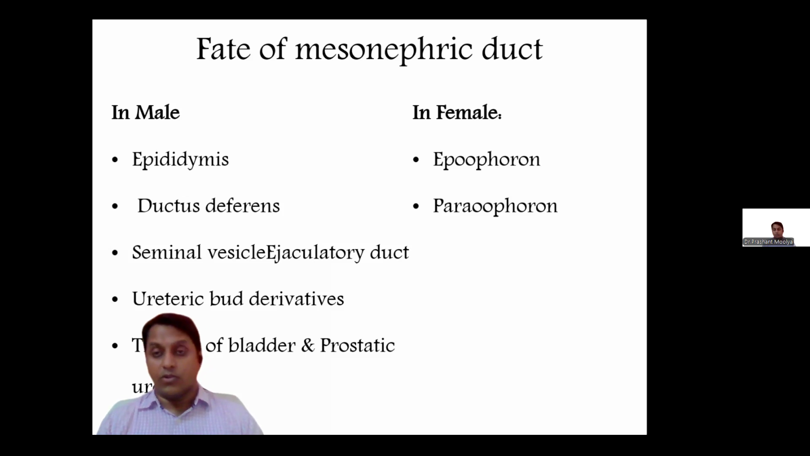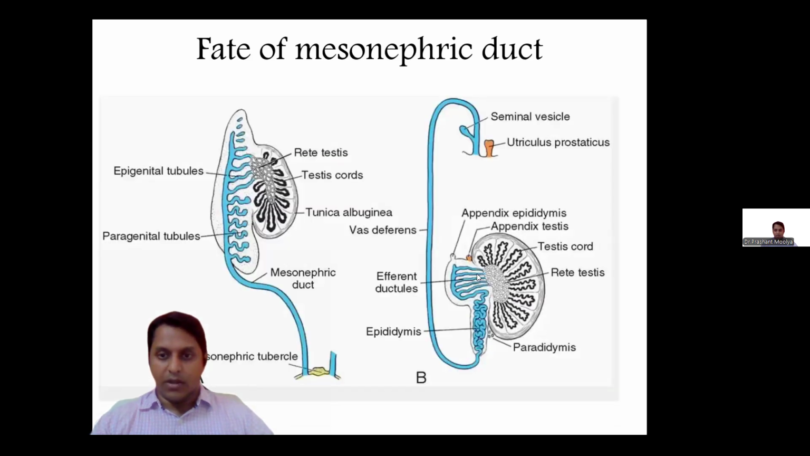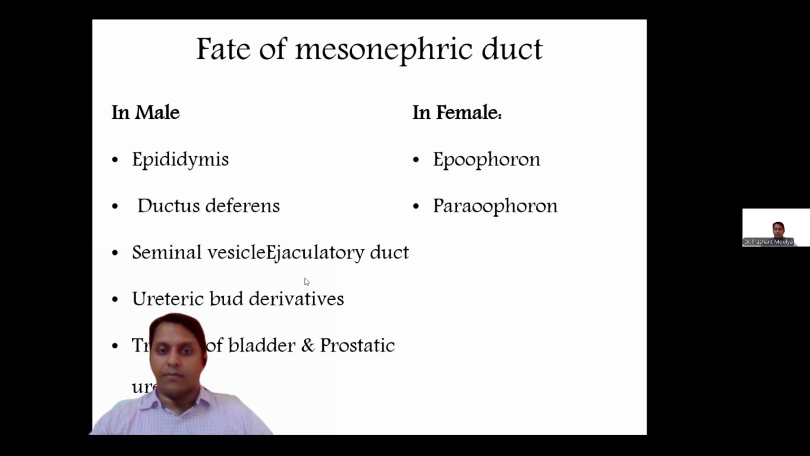Let us see what structures it is deriving. In the male, it derives the epididymis. You can see here it's forming the different ductules, the duct of the epididymis, the vas deferens, the ejaculatory duct as well as the seminal vesicles. Apart from that, it forms the ureteric bud derivatives that we have already seen. They form the collecting part of the kidney, and the absorbed part of the mesonephric duct into the bladder will form the trigone of the bladder and the prostatic part of the urethra.